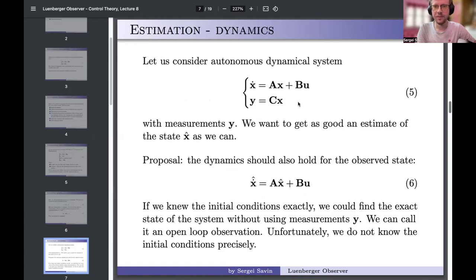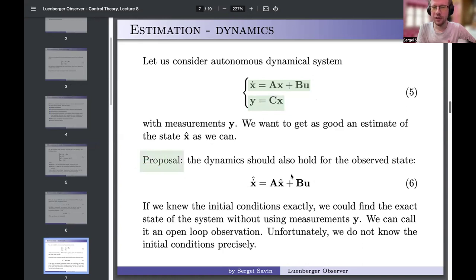Next, what we can do is consider again, one more time, our favorite system, x dot equals to ax plus bu, with the measurement y equals to cx. Okay. We want now to come up with a way to estimate x. It is not quite clear so far how to do it. We can try to come up with all kinds of algorithms and other things like that. But I will just present you one approach, one of the many, but one approach. Okay.